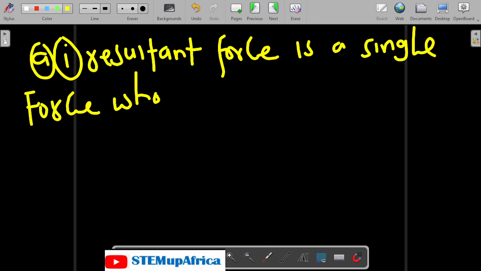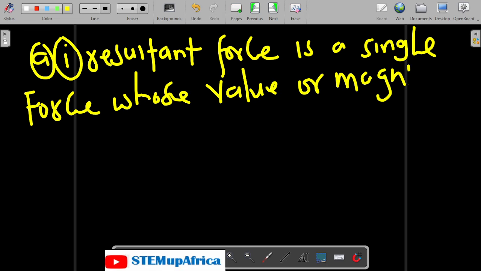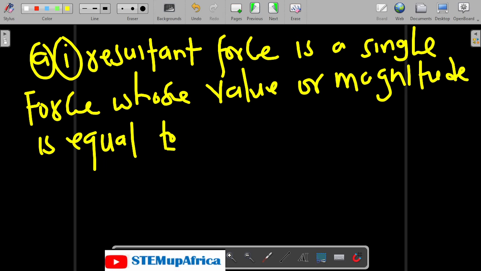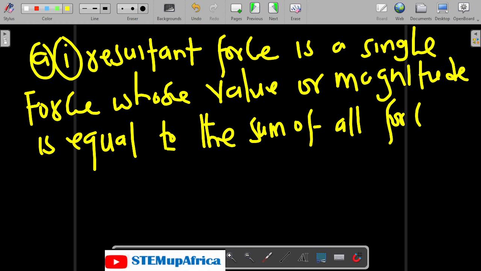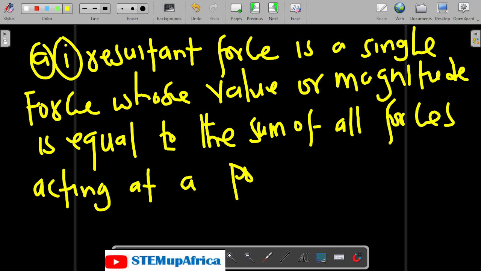It's a single force whose value or magnitude is equal to the sum of all forces acting at a point. That is a resultant force.